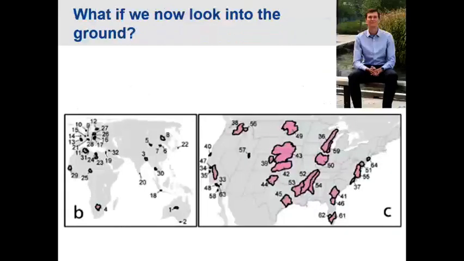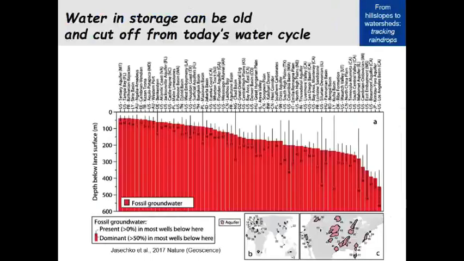This has been a puzzle, and we've now gone to well data around the world, led by one of my recent postdocs, Scott Jasechko, who's now a professor at UC Santa Barbara. And we've tried to accumulate well information from just over 6,000 wells that have isotope data where we can actually do the age dating of this groundwater. And what we find is this water is really quite old.